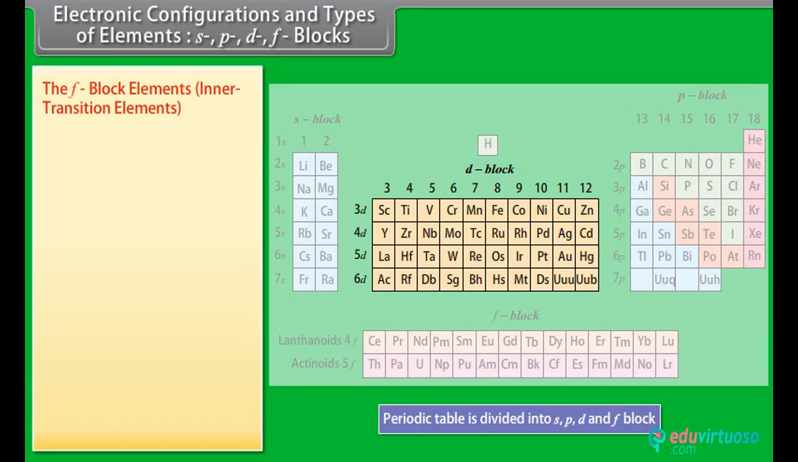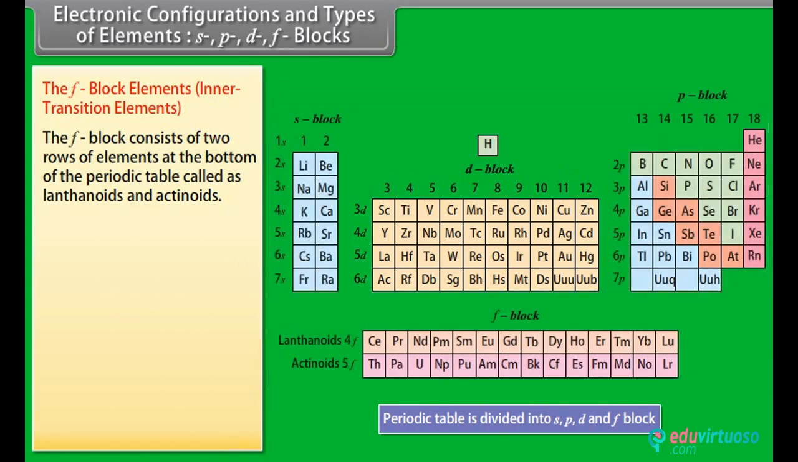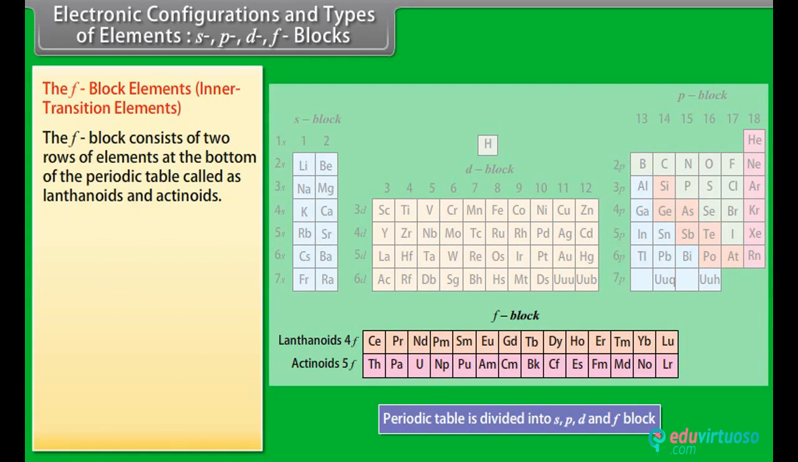The f block elements, inner transition elements. The f block consists of 2 rows of elements at the bottom of the periodic table called lanthanoids and actinoids. Their general electronic configuration is given. Metals, non-metals and metalloids.